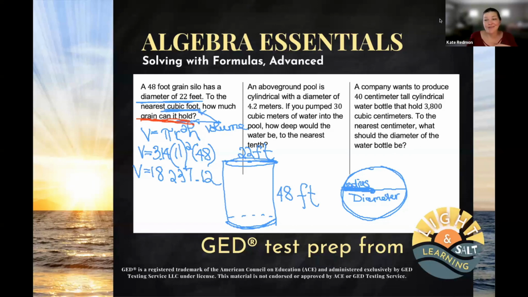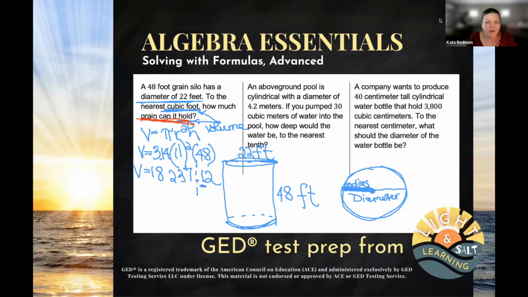It's done. The only thing left to do, which happens a lot with geometry problems, especially the ones involving circles, is see if I have any rounding directions. Let me take a look. 48-foot grain silo to the nearest cubic foot. There we go. Notice it's not a place. They don't say the 10th, the 100th. They're talking about a whole cubic foot. And so they want you to round it at the whole numbers. So we're basically just going to cut it off at the decimal.